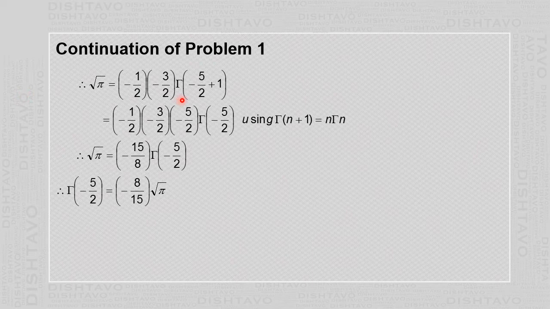Gamma of minus 3 by 2. So minus 3 by 2 we have written here as minus 5 by 2 plus 1 in order to use the property that gamma of n plus 1 equals n times gamma of n. Here n equals minus 5 by 2. So gamma of minus 5 by 2 plus 1 is minus 5 by 2 into gamma of minus 5 by 2. So then we multiply these first brackets, we get minus 15 by 8, and then after simplifying we get gamma of minus 5 by 2 equal to minus 8 by 15 into root of pi.